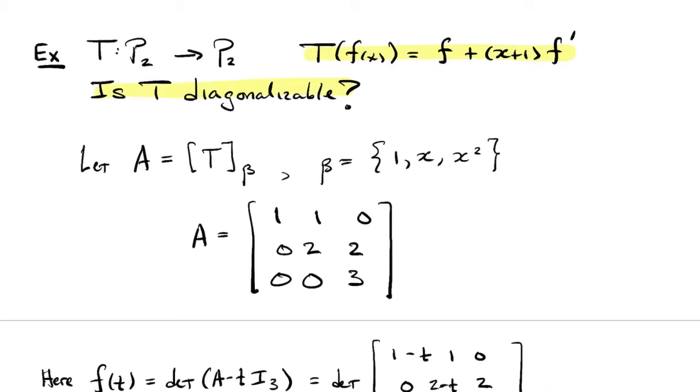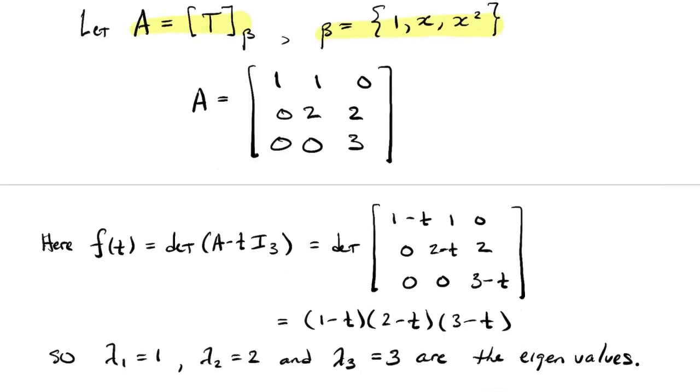Our theory says that we can answer that question by looking at the matrix of T in any basis that we like. So I'm going to take the standard basis for the polynomial space and just write down the matrix A in that basis. I'll let you check it. I'm not going to slow the video down, but you can check that's the matrix of T in this basis beta.